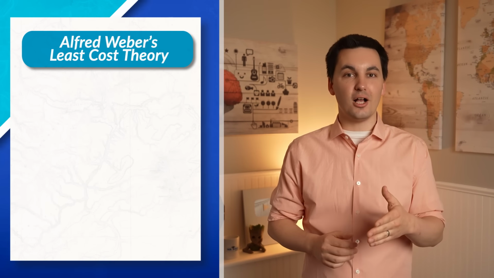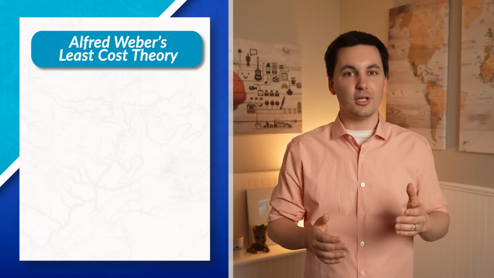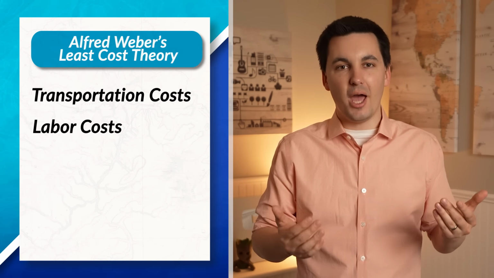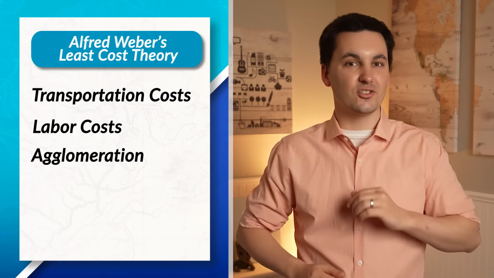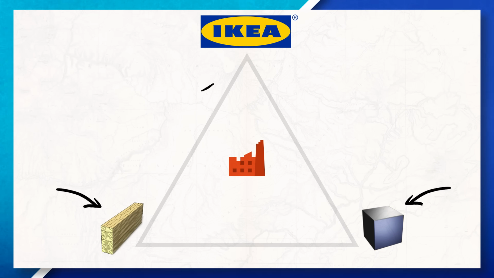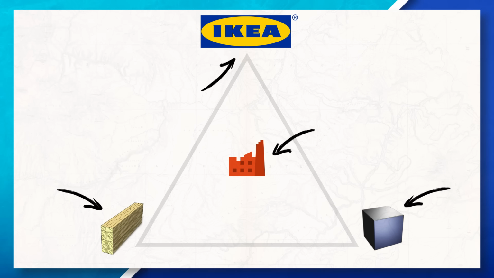Now, Weber's least cost theory states that the location of production should be located in an area where transportation and labor costs are minimized and the economic benefits of agglomeration are maximized. For simplicity's sake, let's say we are looking at producing a product that only needs two resources for the production of the final product. If we look at Weber's theory, we can see that we have different resources, a market, and inside the region, the optimal location for the production of our product.